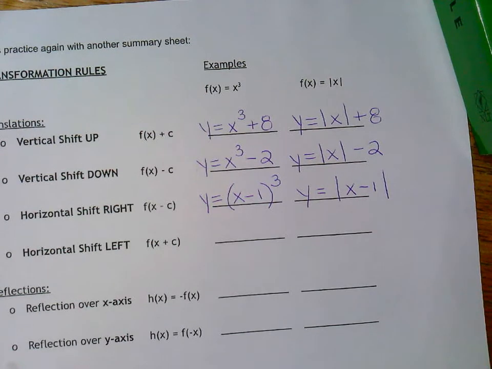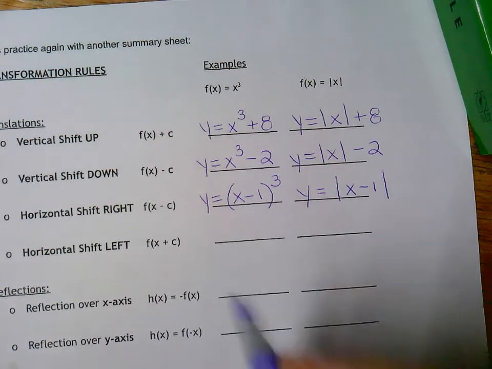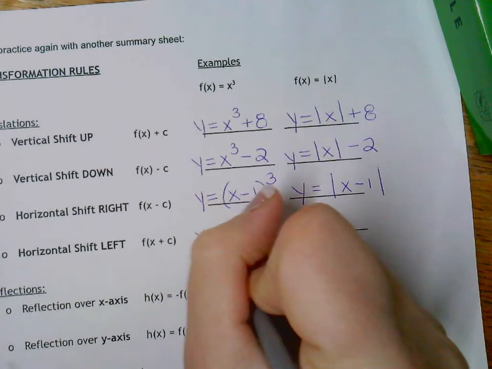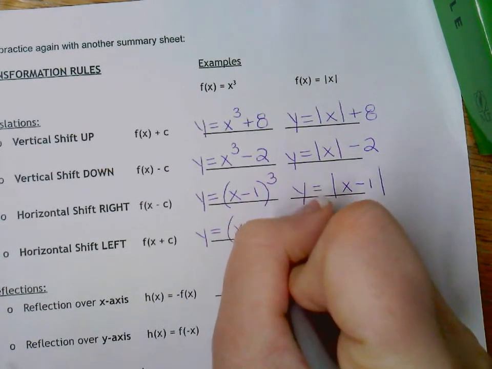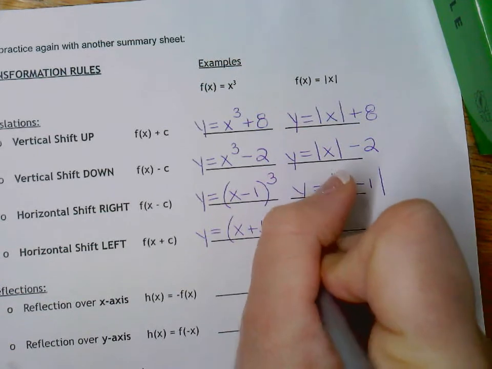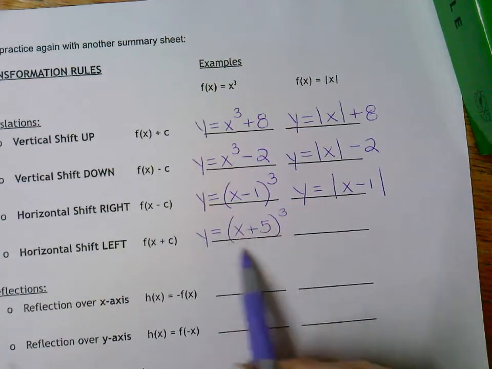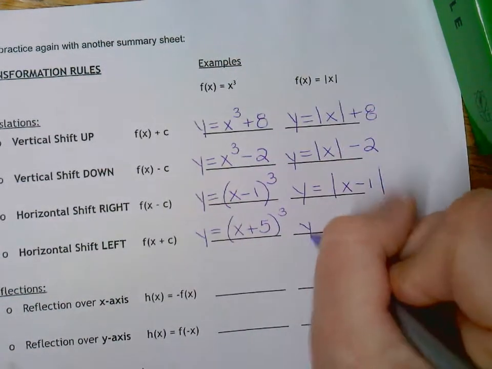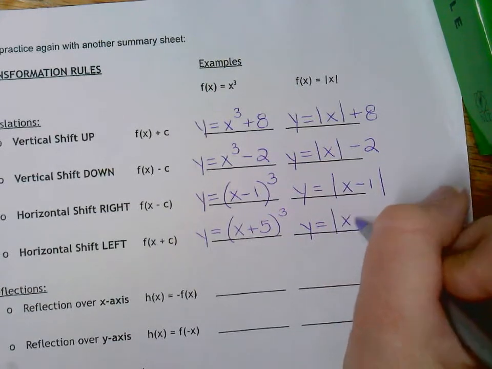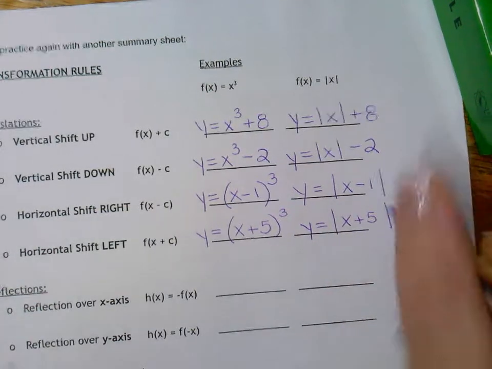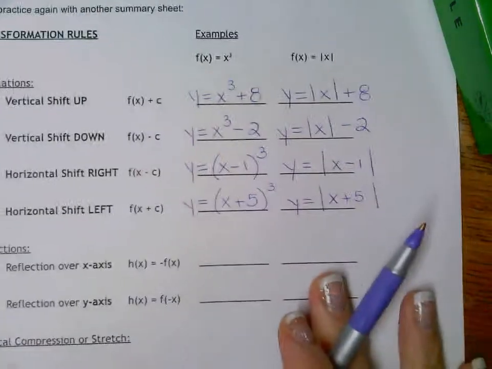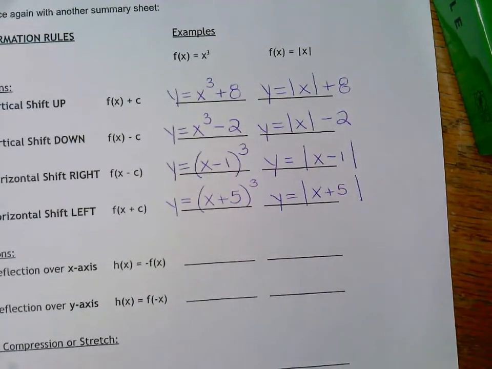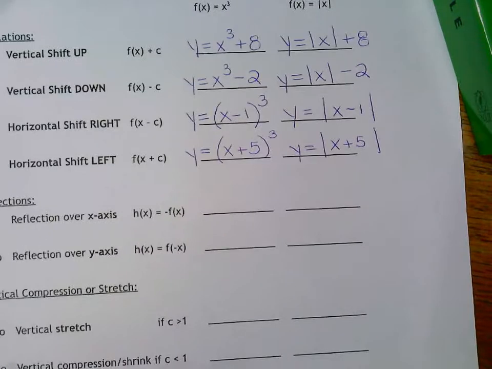All right, how far to the left should we shift? So this time let's shift, how about 5? X plus 5 cubed. So that would shift me to the left by 5. Or absolute value of x plus 5 would shift absolute value left 5. So you just put whatever function you're working on. The transformation rule is the same.